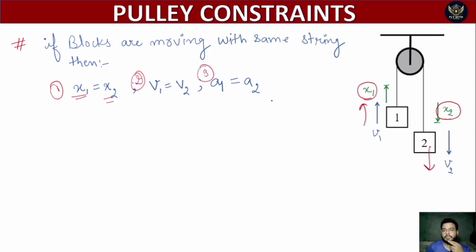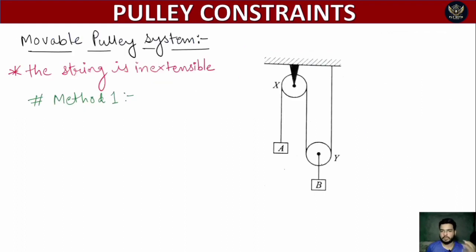So this much relation you have to remember. The question is like this: for example, you will be given v2 and you have to find the value of v1. Or you will be given x2 and you have to find the value of a2. So first of all derive the relation between x1 and x2, then differentiate it to get v1 and v2, and after that the acceleration parts. So this is the case where the same string is there, है ना? If the blocks are moving with the same string, this will happen. Now let's complicate this.